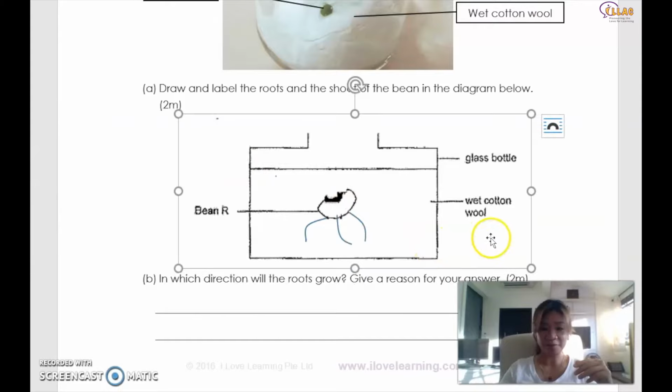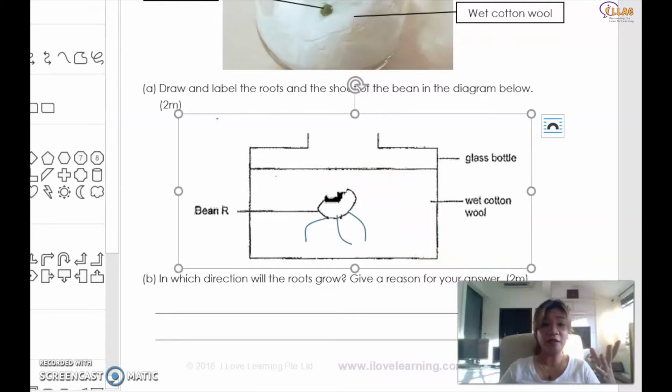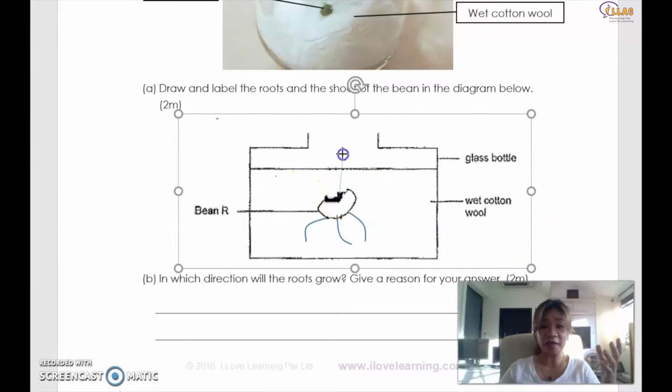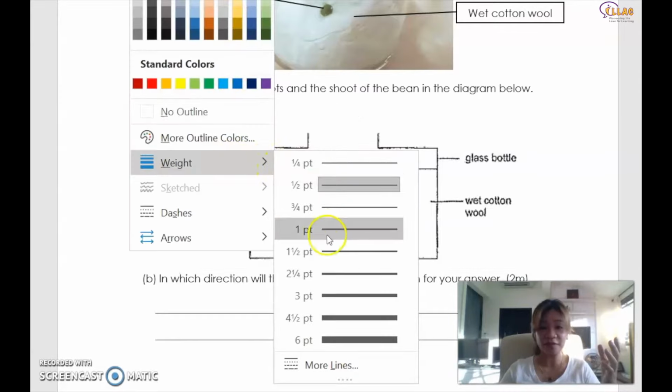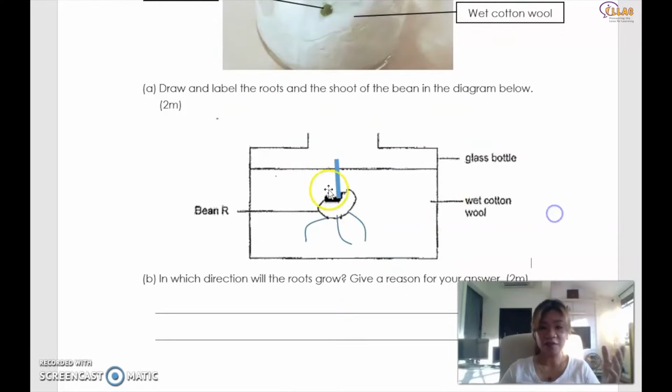Okay, something like that. So where is the shoot then? The shoot will be anything that goes upwards. So all you need is a straight line upwards this way. It doesn't have to be too tall, that's up to you. So let's thicken this. Okay, so you can see that's the shoot.